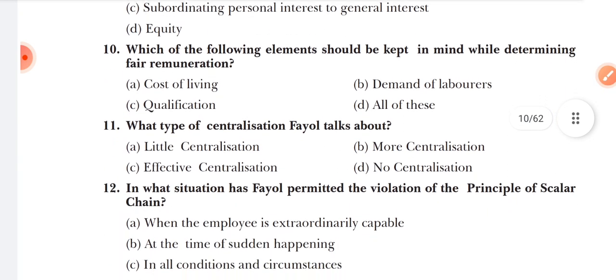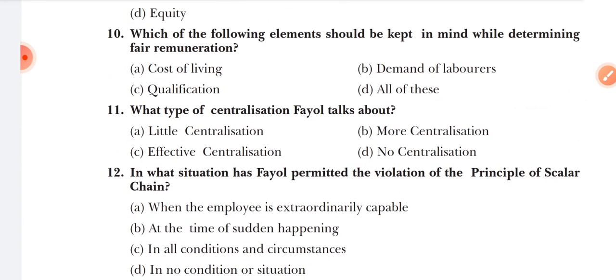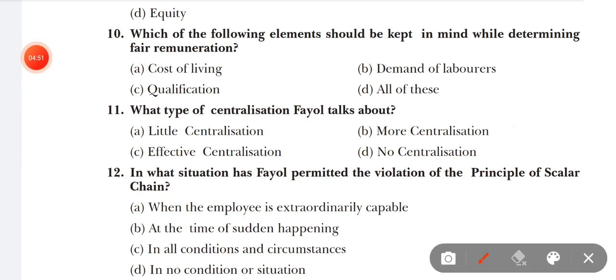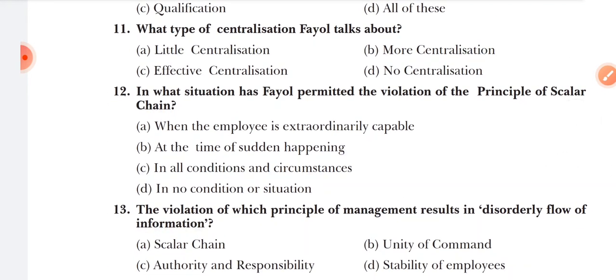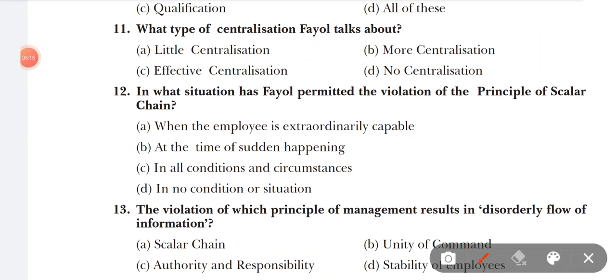Now question 12. In what situation has Fayol permitted the violation of the principle of scalar chain? And the correct answer of this question is option B, at the time of sudden happening. Now question 13. The violation of which principle of management results in disorderly flow of information? And the answer of this question is option A, scalar chain.